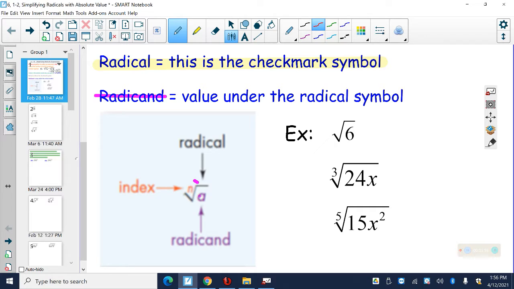Okay? This right here is the cube root of 24x. The root is the radical symbol. The index is 3, and then the radicand is 24x. The index here is what on the last one? The 5. Then what is the radicand? 15x squared. Do we all understand those 3 words that I talked about? Radicand, index, and radical. Okay.